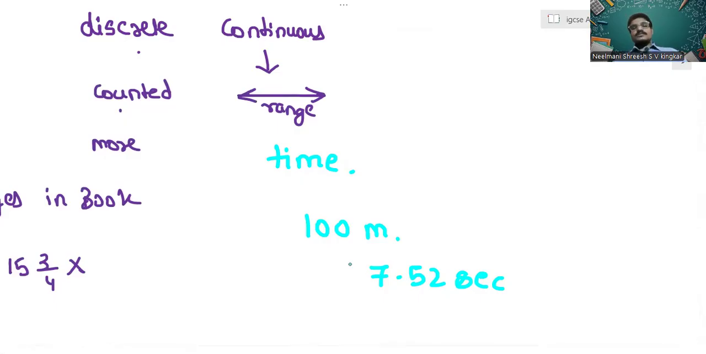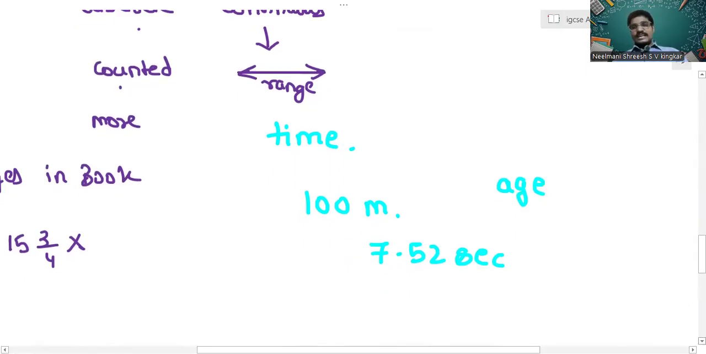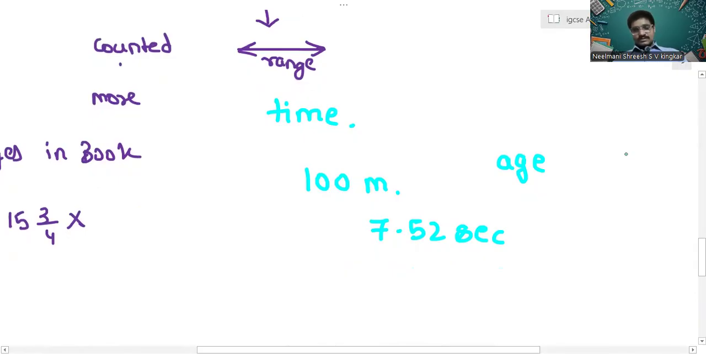Another thing is age. When we talk about age, to be more precise, we are aging every minute, every second. So let's say if somebody asks how many years old you are, you're 22 years, some months, some days, some minutes, some seconds, right? But age is a continuous data in that sense.